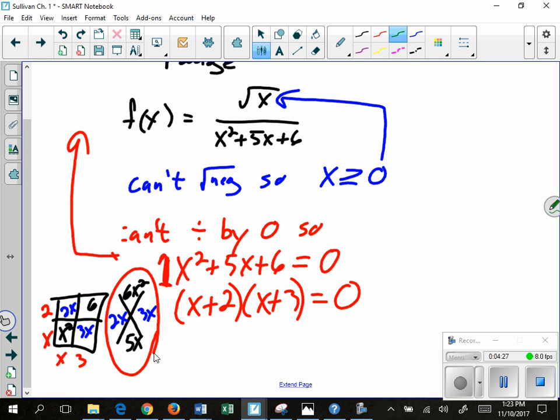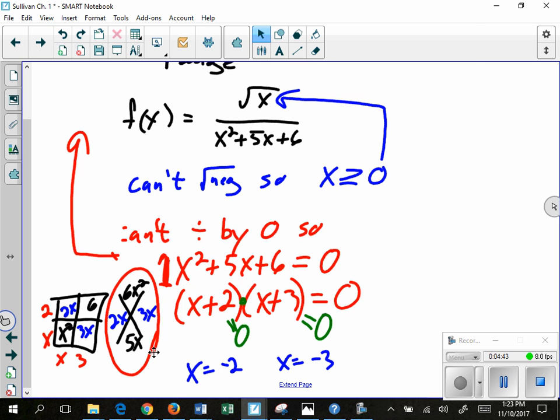If I set each of those equal to 0, because if we're going to multiply and get 0 for an answer, one of the factors has to be 0. So in this case, x is -2 and x is -3. But remember that I switched that, because this was x can't be 0. So x can't be -2 and x can't be -3. So now we have to figure out how to combine these two answers.